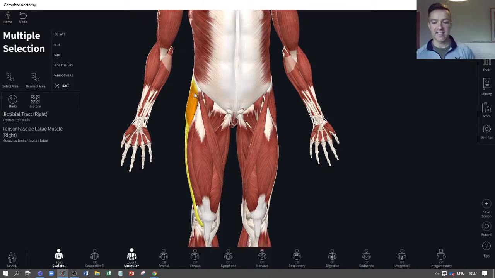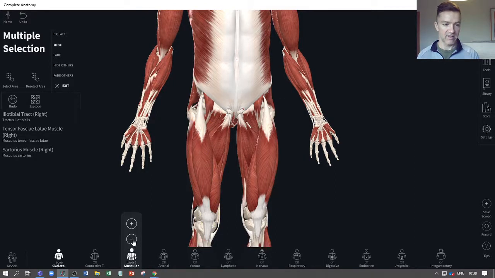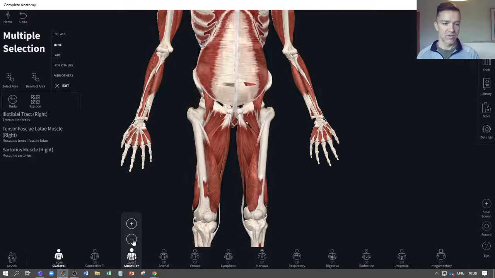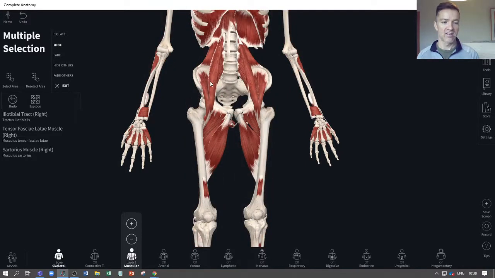So that is the TFL muscle, the tensor fascia latae, and they're the primary muscles that we want to refer to as part of the hip flexor muscle group. So we have the TFL, the sartorius, and then if we strip back there, we have our psoas major.